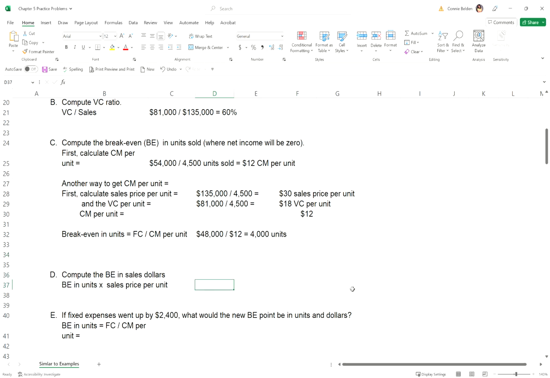For question D, now that we have it in units, what is the break even in sales dollars? And again, a couple of different ways that you can calculate this. But since we know the break even is 4,000 units, one way that we could do that is we could take the break even in units, which is 4,000, and we calculated that the selling price per unit is $30. So 4,000 units times $30 means that the break even in sales dollars is $120,000.